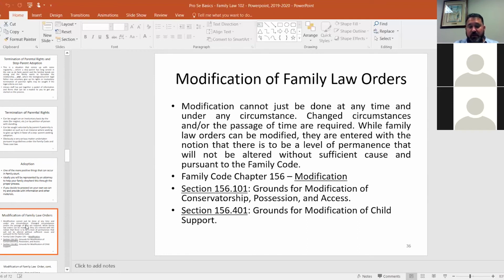Obviously, pursuant to Chapter 156 of the Family Code, there's certain requirements on when and what can be changed and under what circumstances they can be changed. And I'm kind of repeating myself a little bit, but one of the main things that does allow you to seek a modification are changed circumstances. At the time of the decree, this factor was in place. That factor has now changed, warranting a modification of the order.